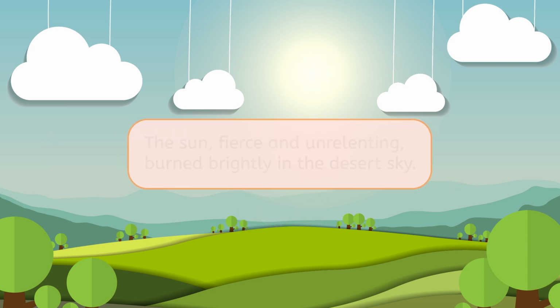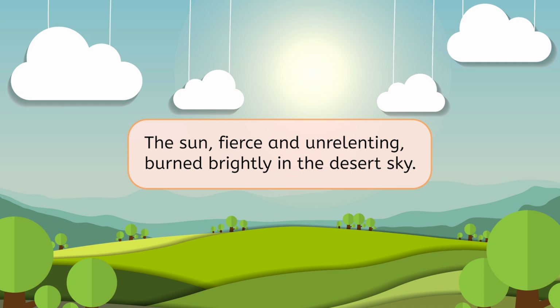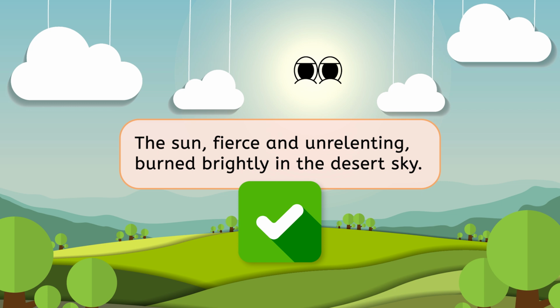One more. The sun, fierce and unrelenting, burned brightly in the desert sky. Is this personification, giving the sun human qualities? Yes. Do you see why? Even though the sun does burn, the adjectives fierce and unrelenting give the sun a personality, making it seem like a person with a strong will. That's what makes this personification.